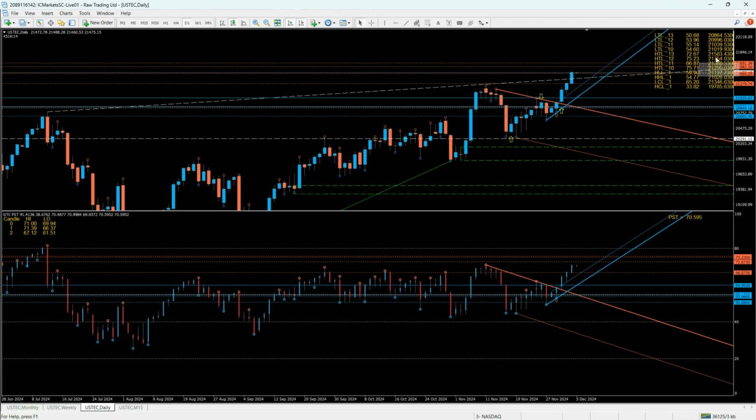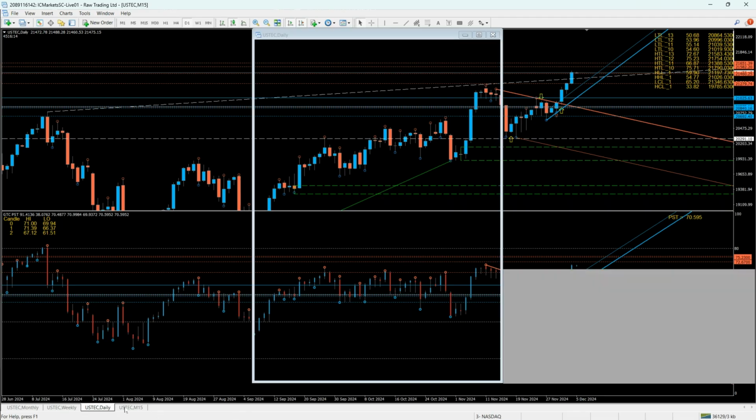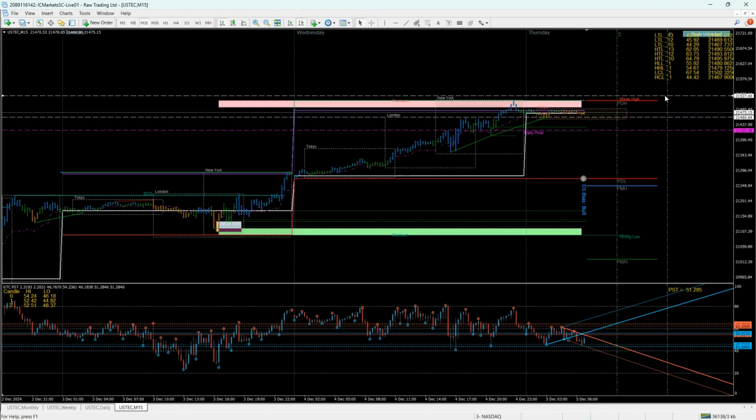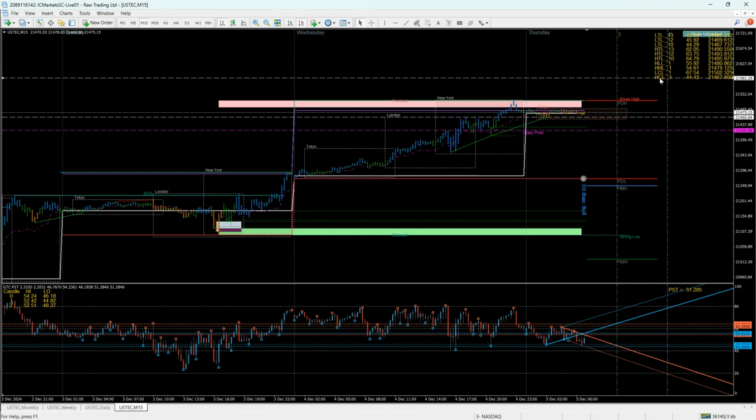72, 21,583. So without targets, it's very hard to make decisions. Okay, so if you're going to trade, that's your closest target. Make sure you have a target to trade to, otherwise you're going to be in a mess.